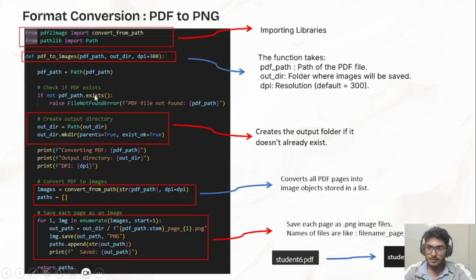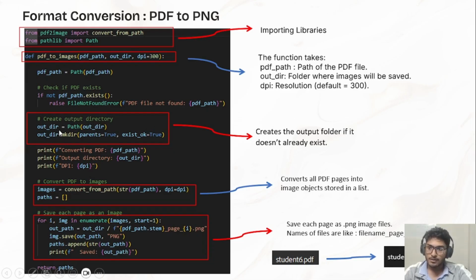Then we check whether the PDF exists or not. If the PDF exists, it will take it and go further. If the PDF is not found, it will give a file not found error. If we do not do this step, it will directly throw an error. But in this case, it will raise a FileNotFoundError, and we can know the PDF file is not there.